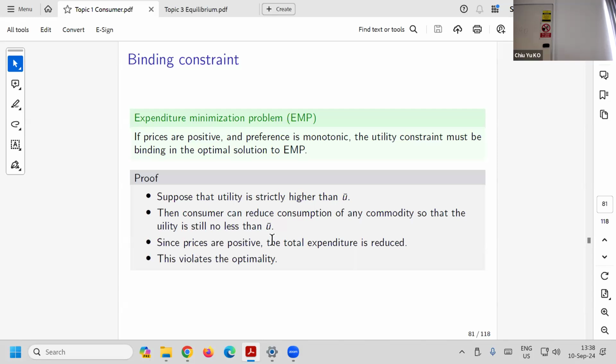Because if you have utility higher than the baseline, the benchmark, what you want to achieve, then you can consume less and save money, right? So that is the proof here, right? The idea is if you have some utility higher than what is required, you can spend less and still satisfy the constraint. Okay, so that is a proof.